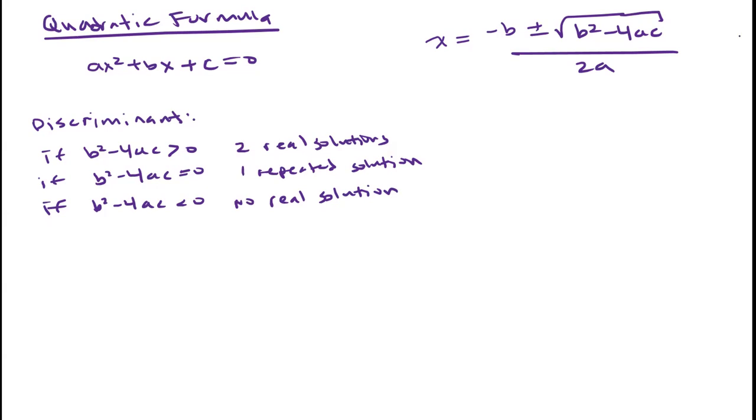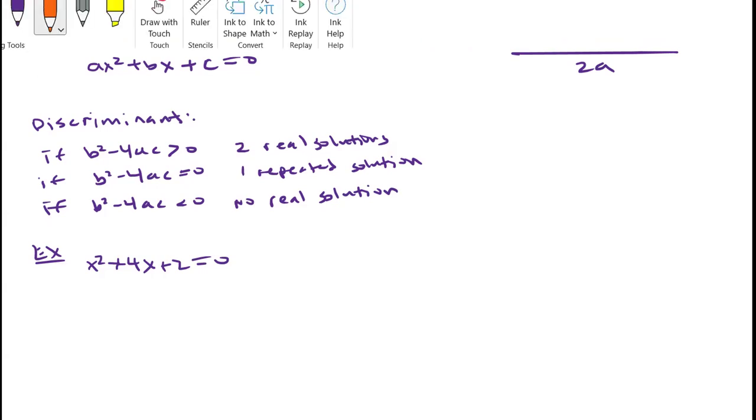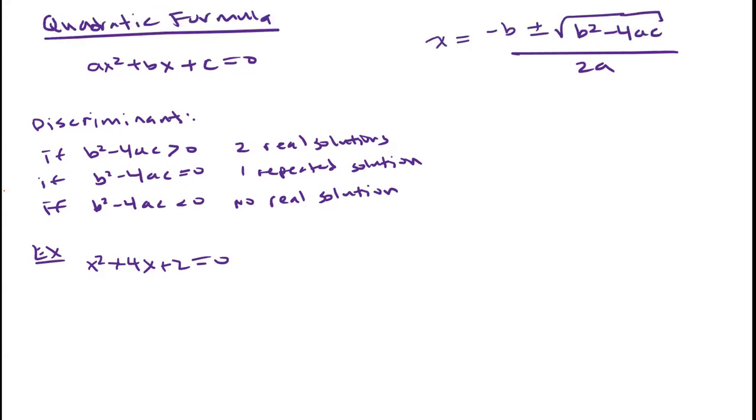So let's say we have x squared plus 4x plus 2 equals 0. So the very first thing we need to do is identify what our a, b, and c are. In front of the x squared, there's a 1, so that's going to be our a. Then this 4 will be our b, and the 2 here will be our c. And then we just plug it in.